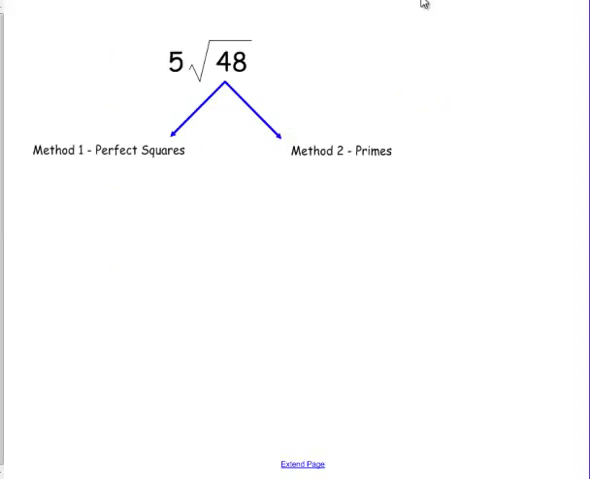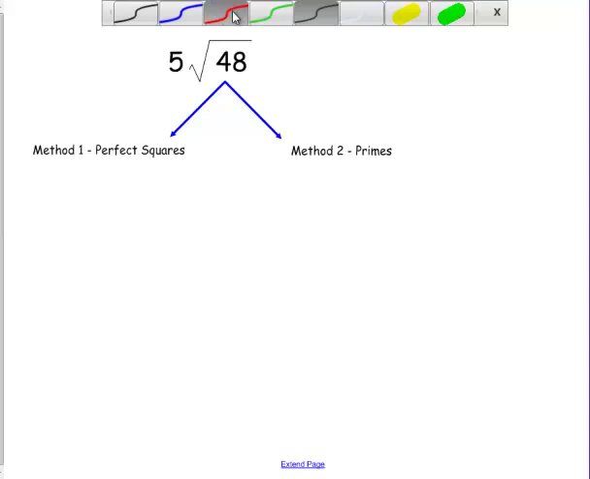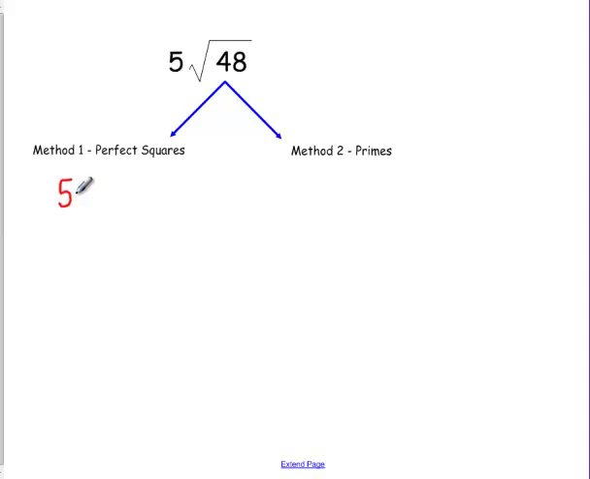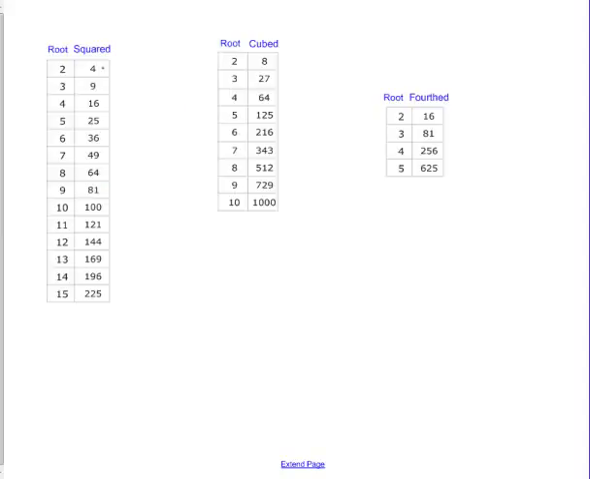All right, let's try another example. Perfect squares. I've got this 5 out front, and now I've got to think of perfect squares that go into 48. Well, if I come back to my table, okay, 48, well, 4 goes into 48, 9 doesn't, 16 does, 25 doesn't, 36 doesn't, and obviously I'm too big here, 49, so my biggest perfect square that goes into 48 is 16.